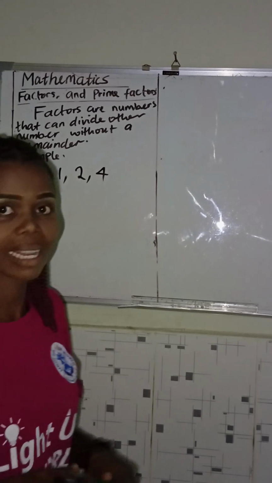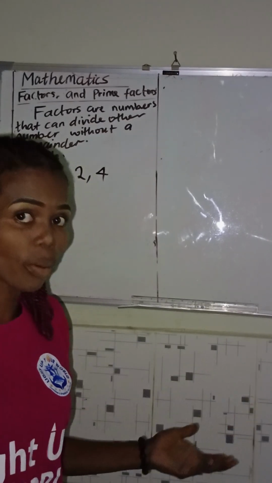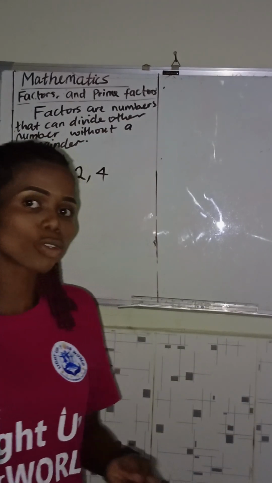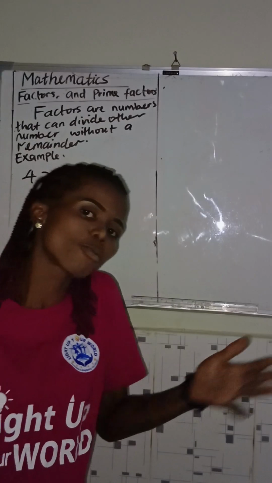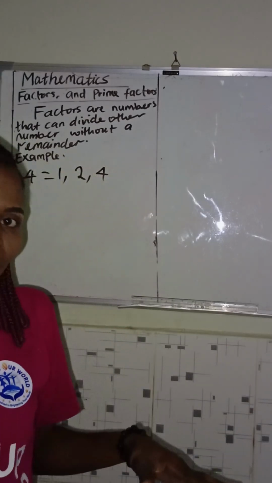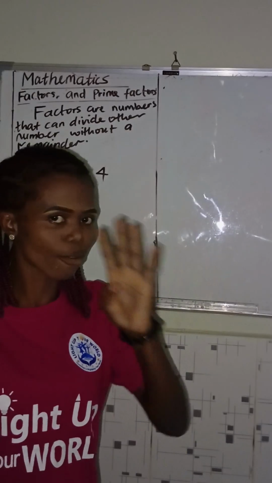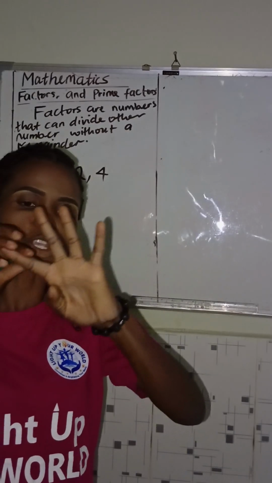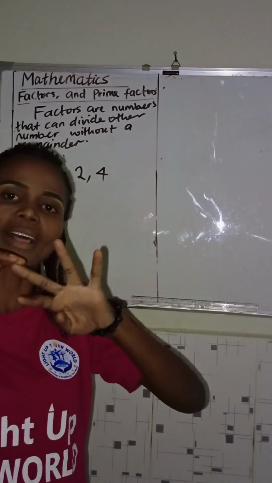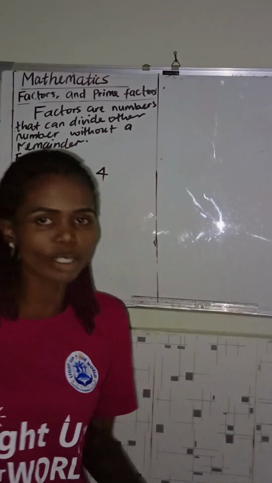What I mean is that if I have 4 apples, I can use 1. I can put them in groups of 1 without being left with anything. I have a group of 4 things. I put them 1 for you, 1 for me, 1 for your brother and your sister. It's not going to remain.